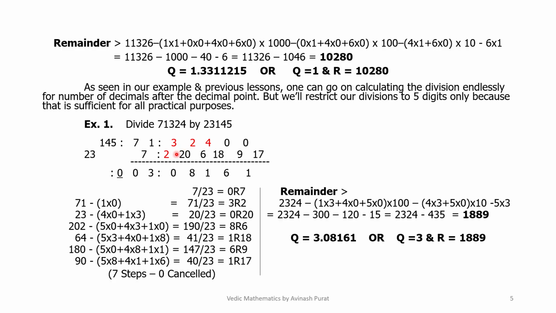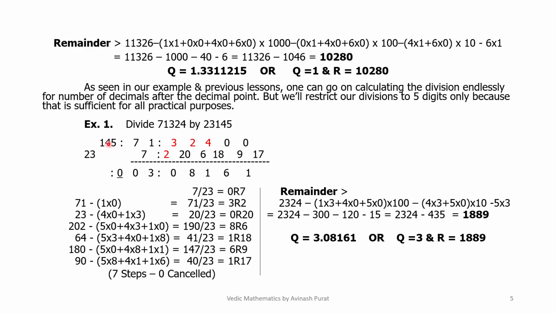So 7 divided by 23 is 0, and remainder is 7. So 71 minus 1 into 0 equal to 71 divided by 23, that is equal to 3, and remainder is 2. So 23 is the next dividend.